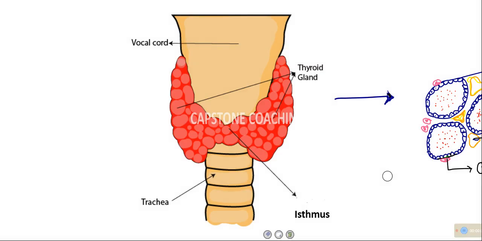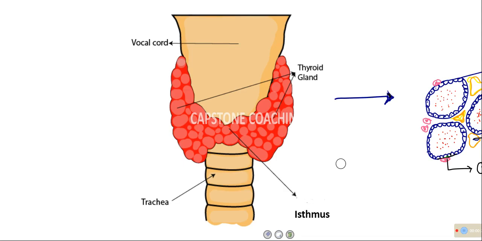Hi everyone, in this video we'll be talking about another endocrine gland, that is the thyroid gland. So the thyroid gland is present in the neck region. It is a small butterfly shaped gland. It is present right in front of the trachea, so in front of the breathing tube. Trachea is nothing but the breathing tube, and this gland is present in front of it on the ventral side of the trachea.